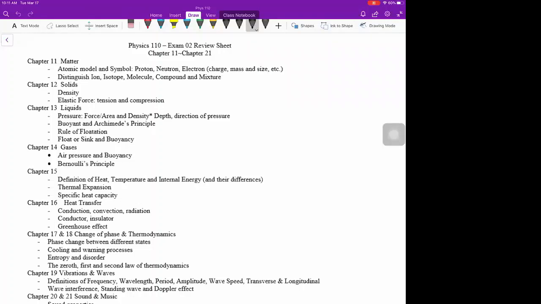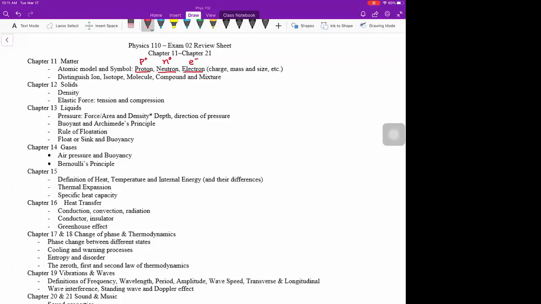So the first topic that we talk about for this exam is about matter. So we start by giving the atomic model. You should know each atom contains 3 different things: a proton, a neutron, and an electron. The proton, we use P positive to represent. The neutron is N0, and the electron is E minus. So electron carries a negative charge, neutron carries a neutral charge, meaning no charge at all, and proton has a positive charge.